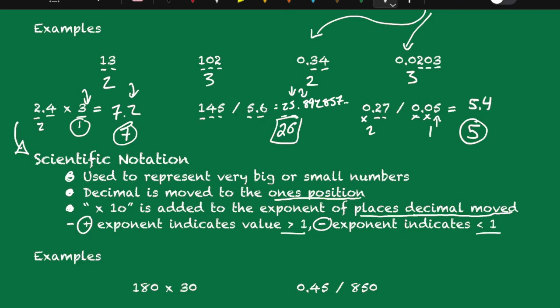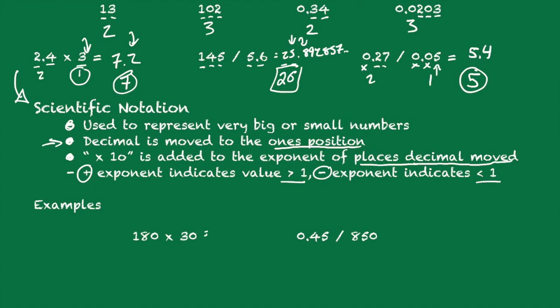Okay, so we'll just do 2 examples here. If we take 180 and we times it by 30, your calculator is going to show you 5,400. Okay, and that's all good. That's the correct value your calculator is showing you. But how do we round this number?